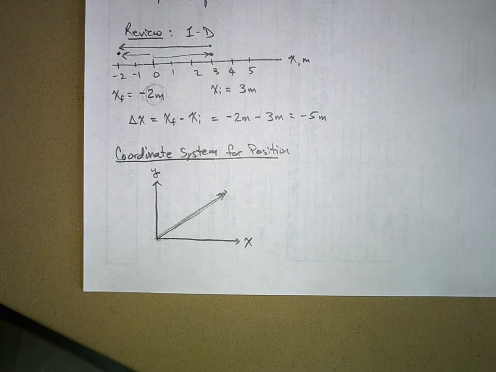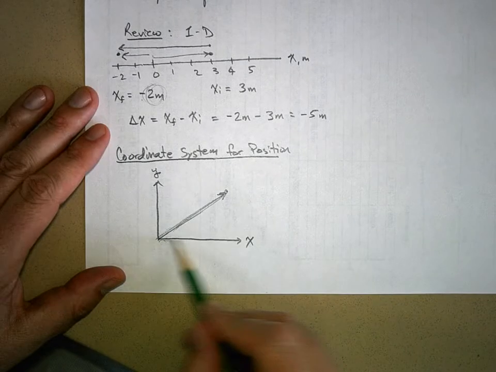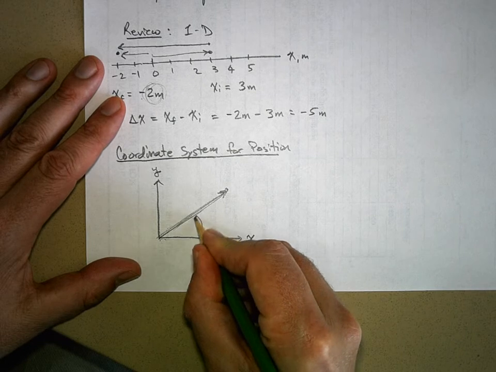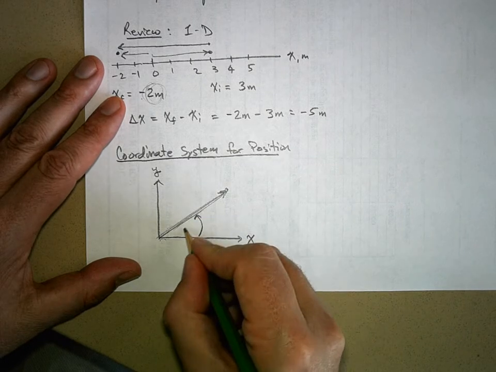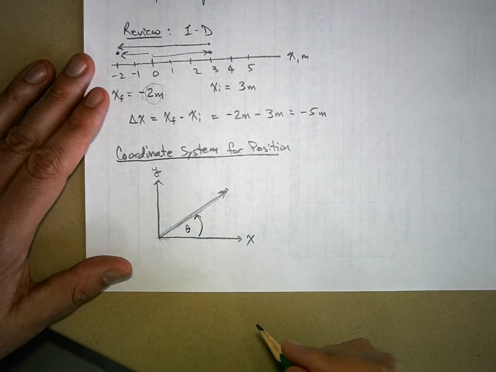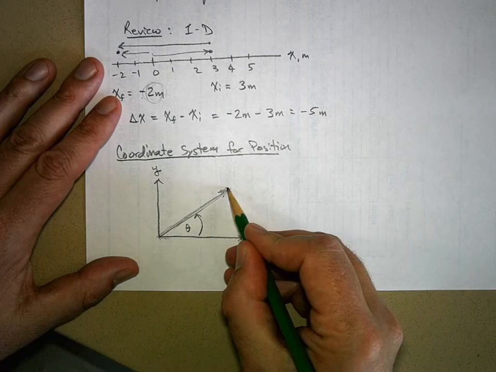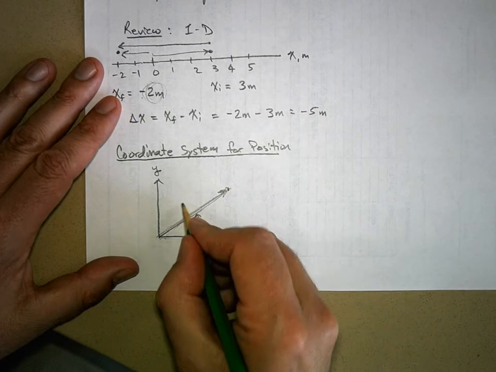Well, to specify the direction, we have to kind of all agree that we're going to pick a place to measure the angle from, right? And so what we're going to do is measure the angle from the positive x-axis. And so this is going to be my angle. And what I'm going to call the magnitude of this position vector, I'm going to call this r.